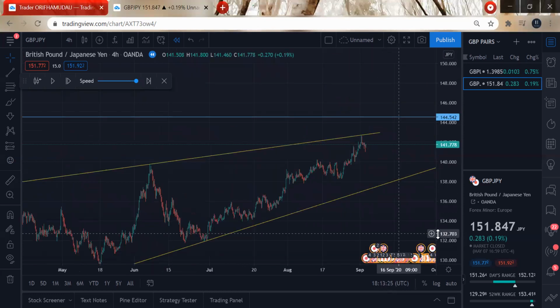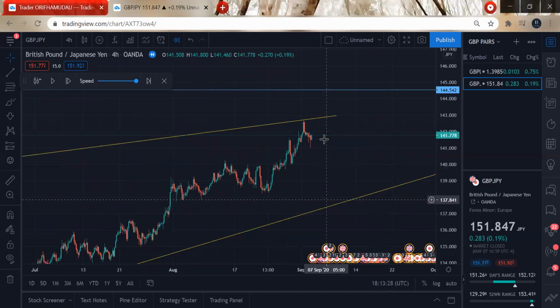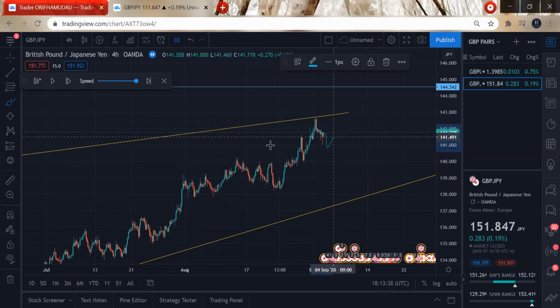Okay. So here on the 4-hour, what do I see? Okay, we had a touch there. And then here I can see that it seems as if we are trying to form something like a head and shoulder, right? But then it has not yet developed.